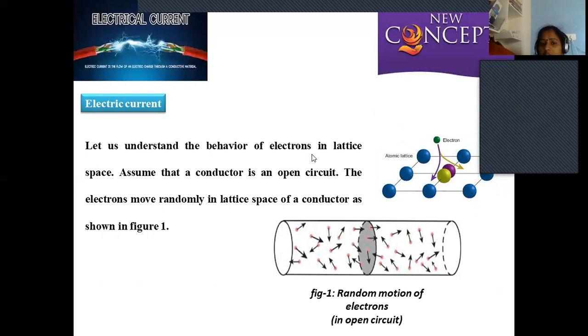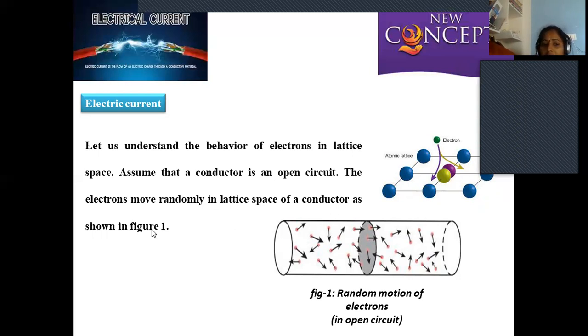So let us understand the behavior of electrons in the lattice space, how the electrons are moving and what will be the flow of electrons, and in which condition they are random in nature and in which condition they are highly regular in nature. We are going to distinguish. Right. So let us understand the behavior of electrons in the lattice space. Assume that the conductor is an open circuit. So it will be open circuit.